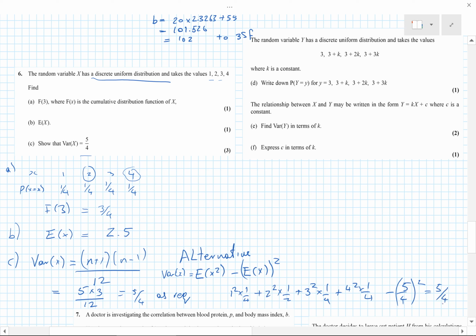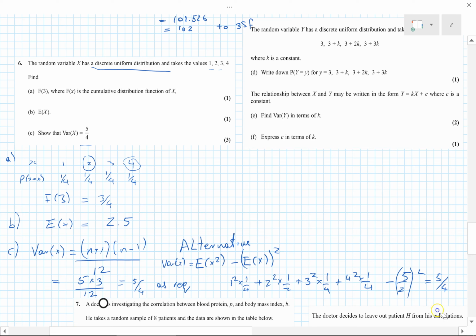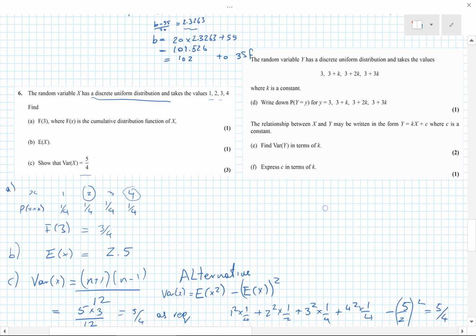And that's going to come to 5 over 4. Okay, so that's the alternative. A bit slower, but I'm wondering how many of us would remember that. But it is quotable if you do. So you can take your pick on what you prefer to do here.